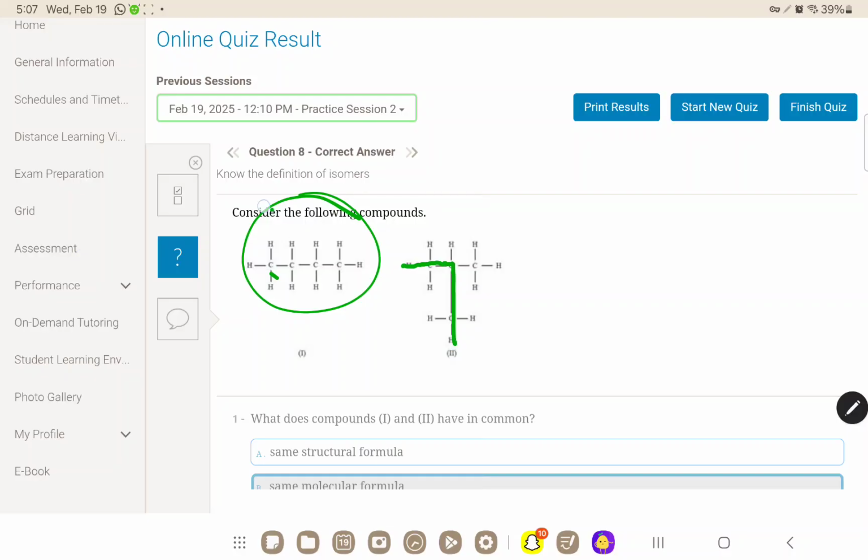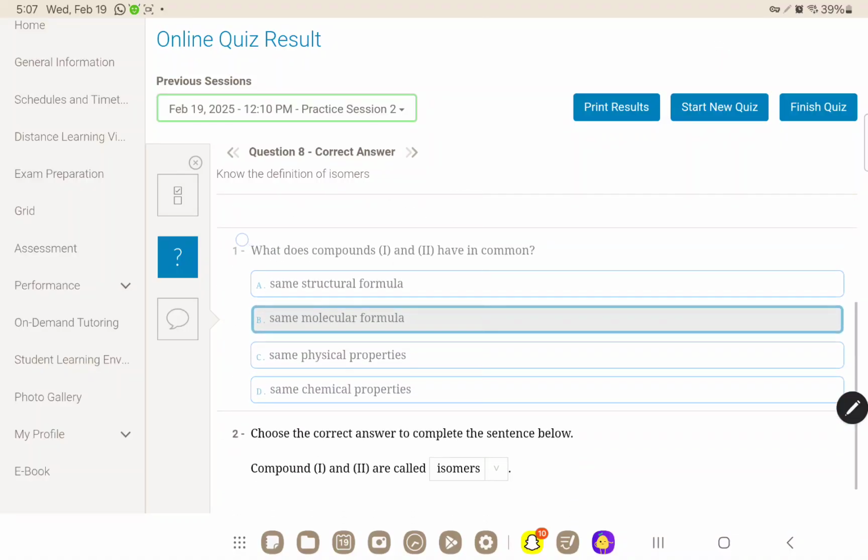It would be the same exact one. I'll show you what I mean in a different question, but for this question, we know they're isomers because no matter what you do, you cannot get all carbons in one straight line. But that's not really what they're asking for in this question, but that's extra information we need to know. Now, what do compounds 1 and 2, which are both isomers, have in common? Molecular formula. They all have the same number of C atoms and H atoms.